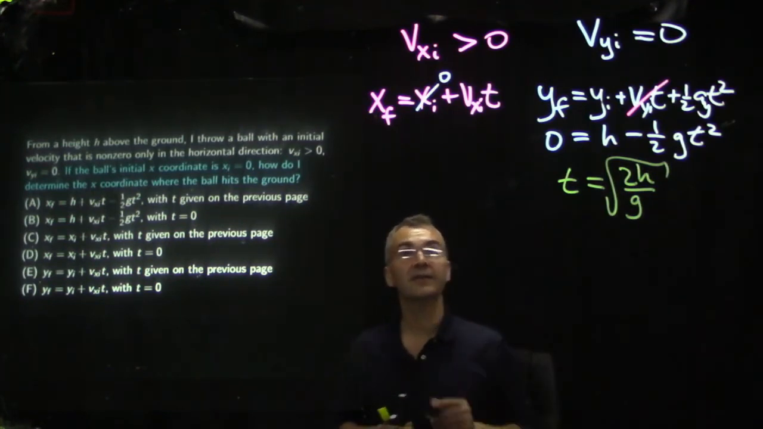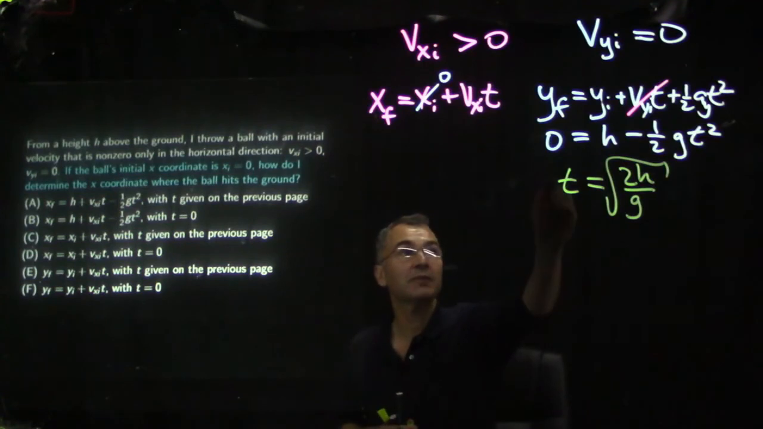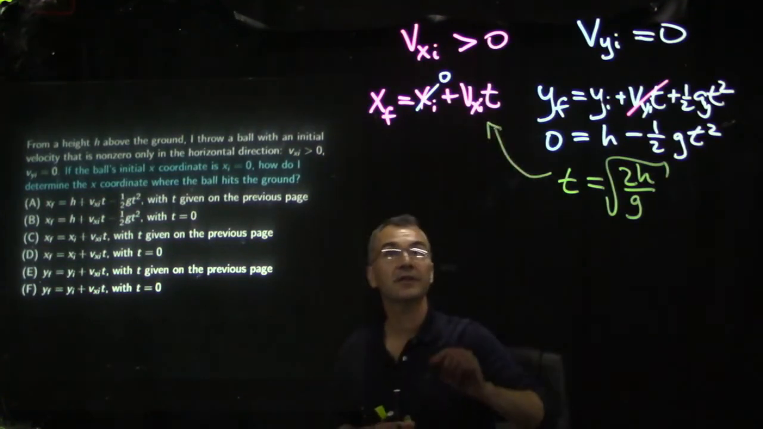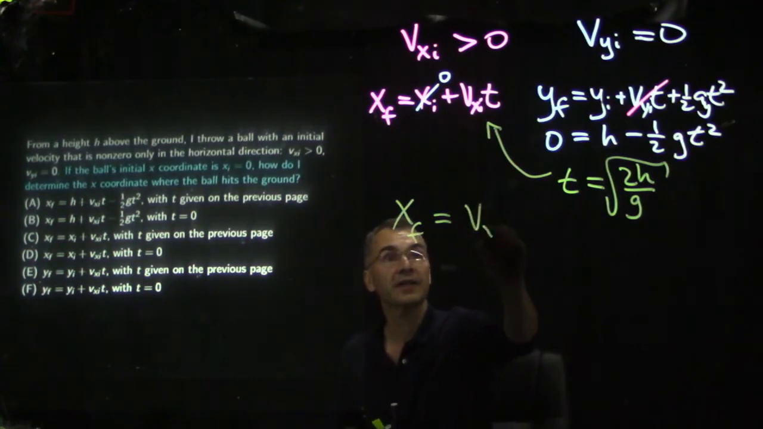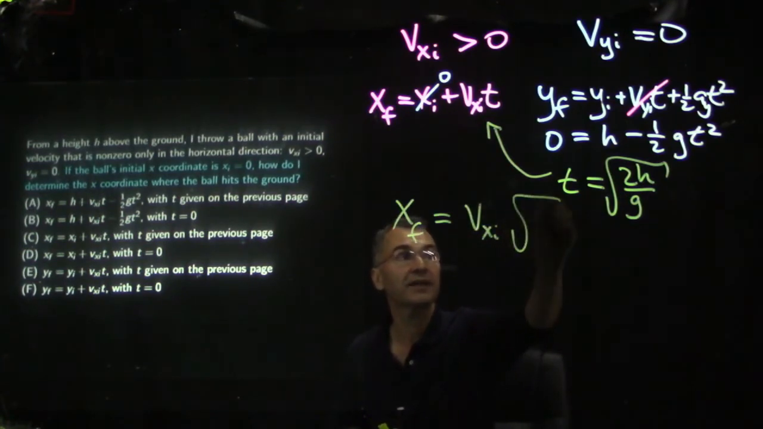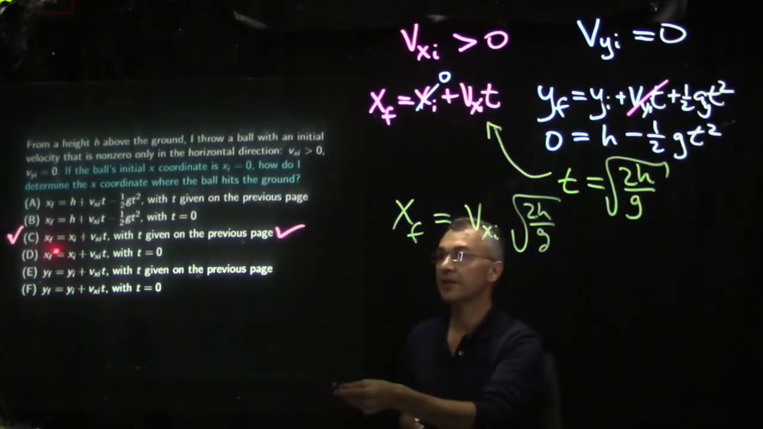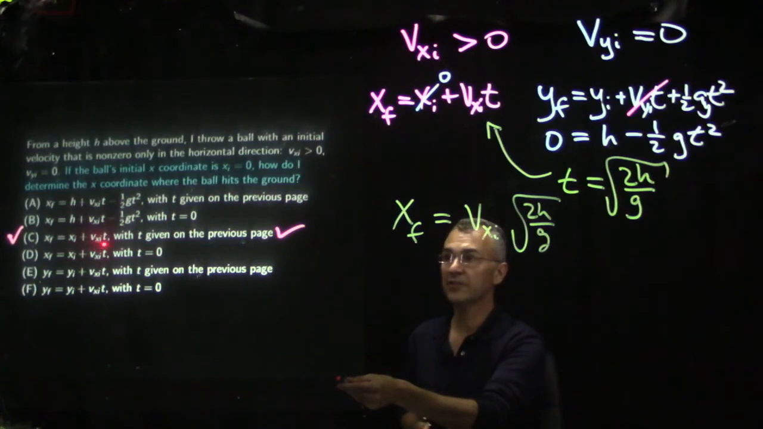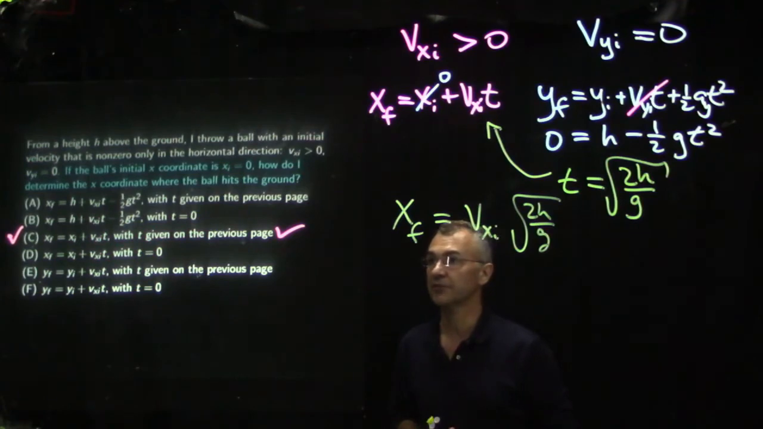And then you want to know the x-coordinate where it hits the ground. We just plug in that same value of time here. So x final is vx initial times that time, which is just the square root of 2 times height over little g. X final is x initial plus vx initial times time, with time given on the previous page. I think I like answer C, Charlie, for this.